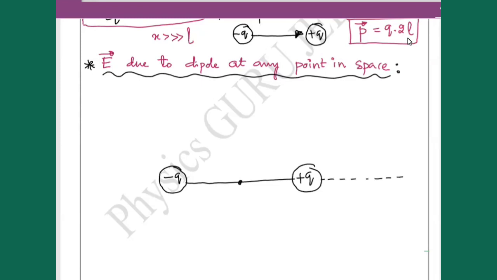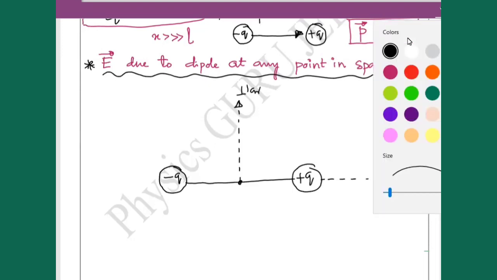Carefully see, this is nothing but the axial line. This is nothing but the equatorial line. This is the axis, or this is nothing but the perpendicular bisector. Are you able to see clearly? Yes? No? Yes, sir. Okay.